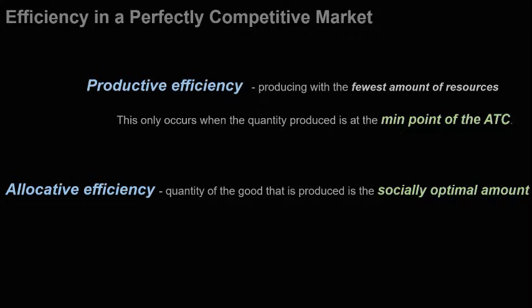The next efficiency is related to productive efficiency, only slightly different, and this is called allocative efficiency. And what we're concerned with here is, are we allocating the proper amount of resources to the production of the good? Or in other words, are we producing too much of the good or too little of the good? And so what we're concerned with here is that the quantity of good produced is the socially optimal amount, or best for society.